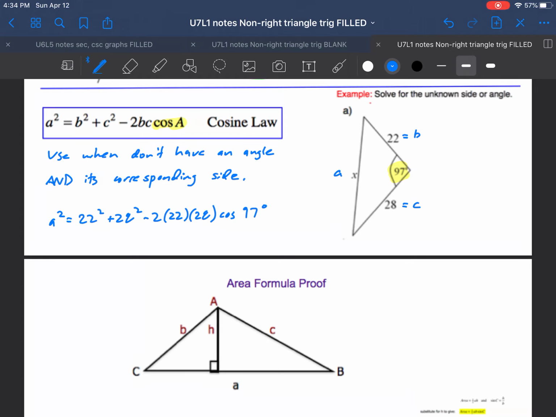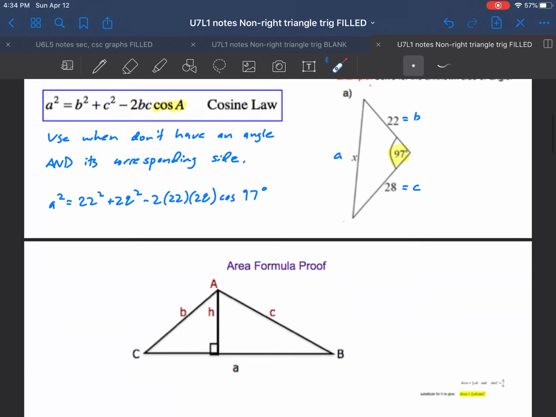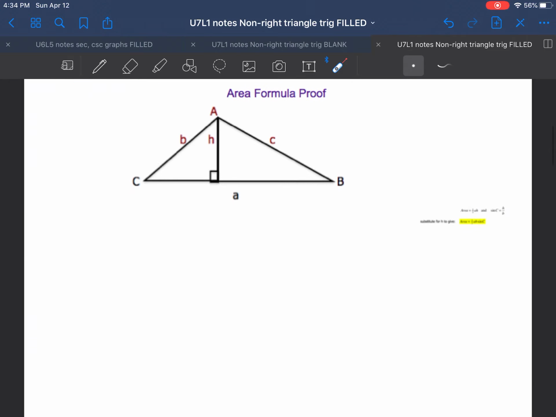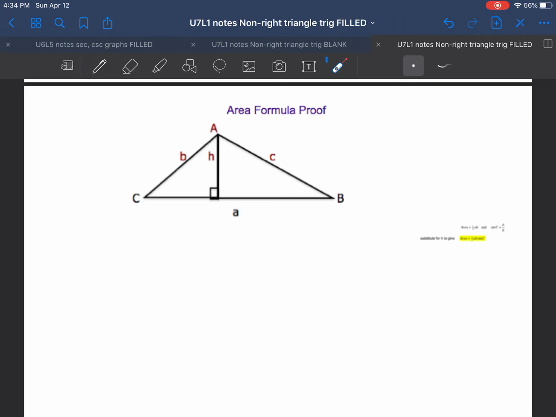To solve for A here, all I'm going to do is crank all this and then square root it. I'm not going to put that in the video right now, but I will go back and put an answer to this and this in the filled-in notes. I just don't have a calculator on me right now. Next thing, we'll do these two, and then I'm going to stop the video because that's enough for one. So, proof of the area formula.